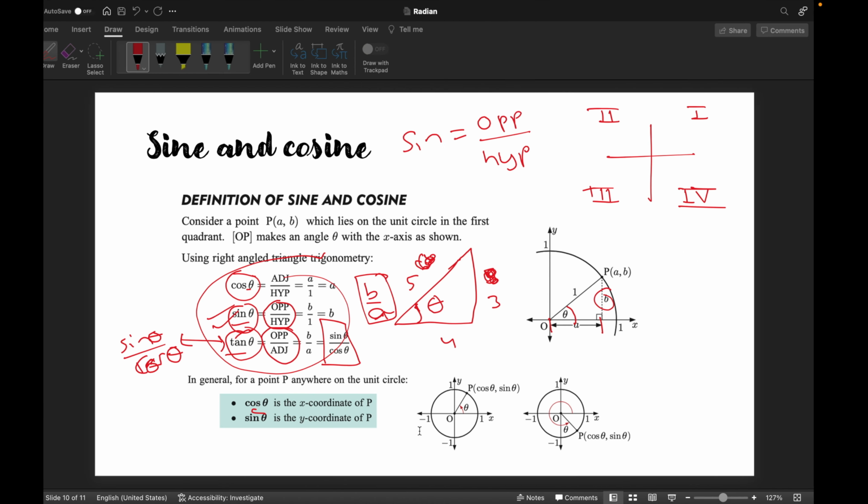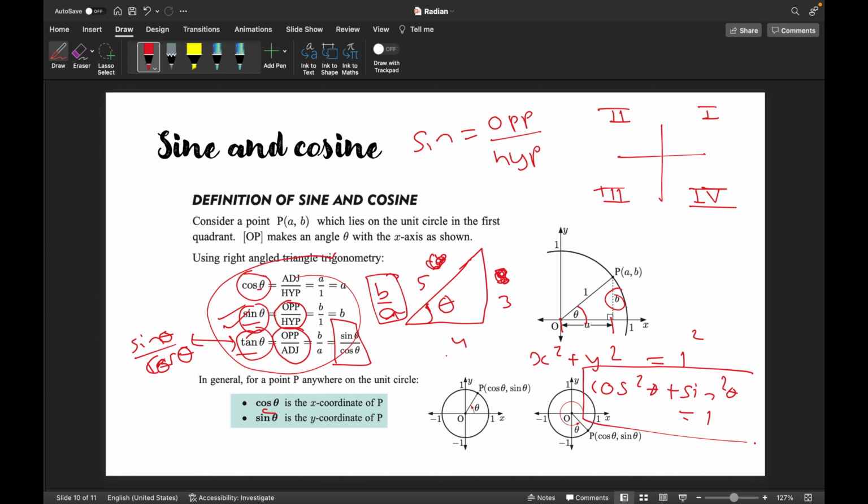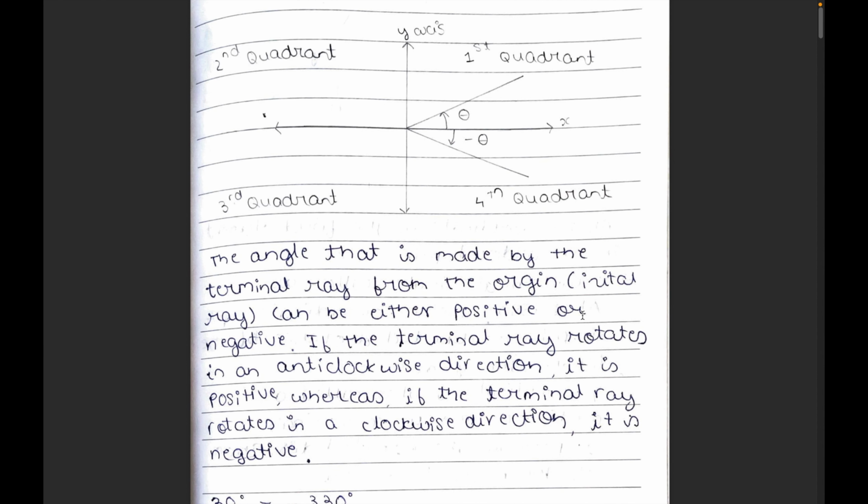I also forgot to mention this point over here. So we know that x squared plus y squared in this case would be 1, right? Or 1 squared. So if we plug in these values, we'd get cos squared theta plus sine squared theta equals 1. This is one of the trigonometric identities we're going to learn in the next chapter. So this is very important. Cos squared theta plus sine squared theta is 1. You need to remember that. Okay, moving on, let's come back to this topic.